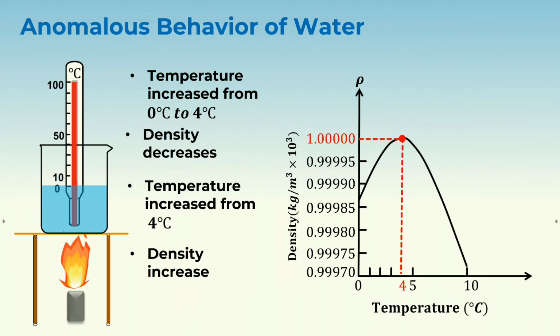What is the meaning of anomalous expansion? Anomalous behavior is that from 0 degree to 4 degree, if there is an increase in temperature, that time the volume of water decreases and the density of water increases. Okay. Now I will tell you how it helps.